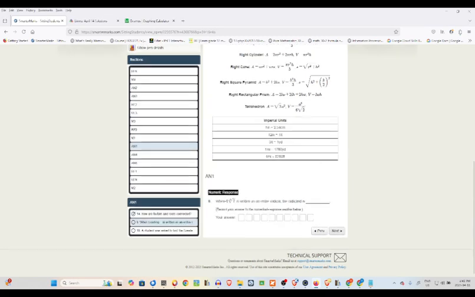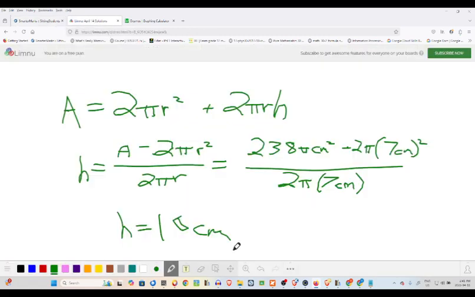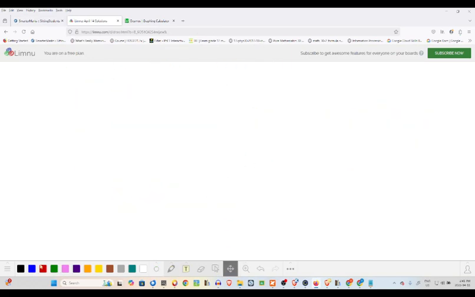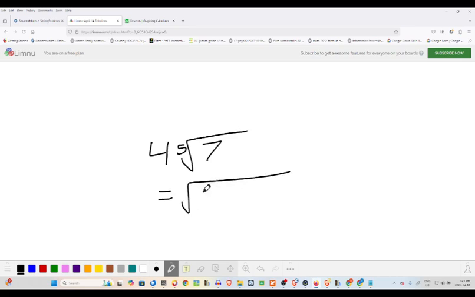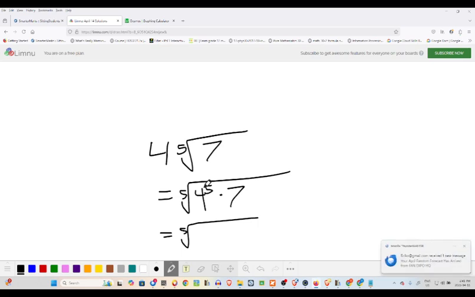So, when 4 and the 5th root of 7 is written as an entire radical, the radicand is... Okay, so we have 4 and the 5th root of 7. That is 4 exponent 5 times 7, or 2 to the 10 times 7, which is 1,024 times 7, or 7,168.